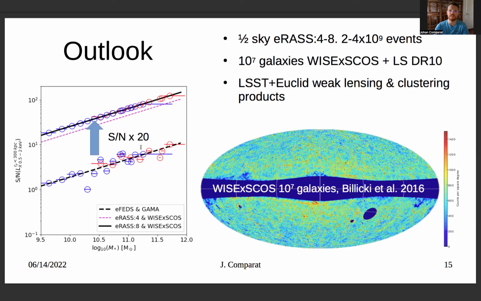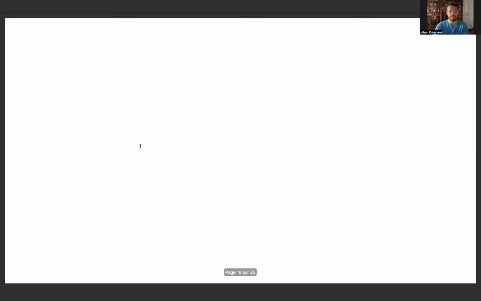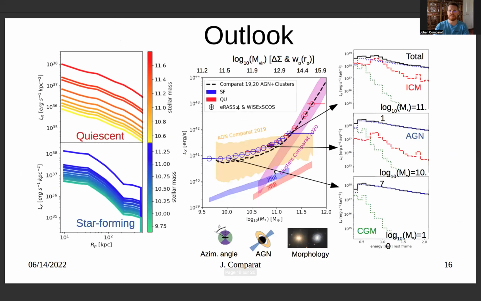An outlook for this project is that with eROSITA, with larger samples, we'll be able to gain a factor of 20 in signal to noise in these measurements. And we will have a lot of weak lensing data to calibrate the stellar mass to halo mass relation of these objects, so that we can get a very accurate stellar mass to X-ray mass relation that can be studied as a function of azimuthal angle, AGN activity, or morphology. On top of that, we'll be able to measure X-ray spectra and disentangle possible multi-temperature components using the spectrum.